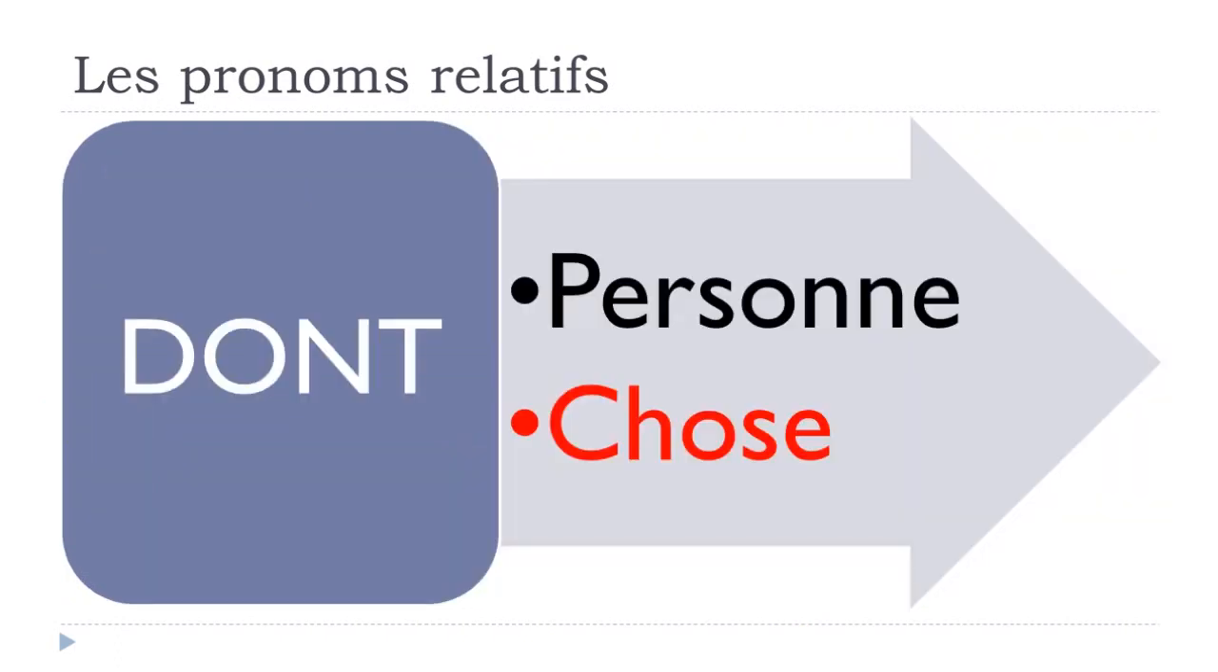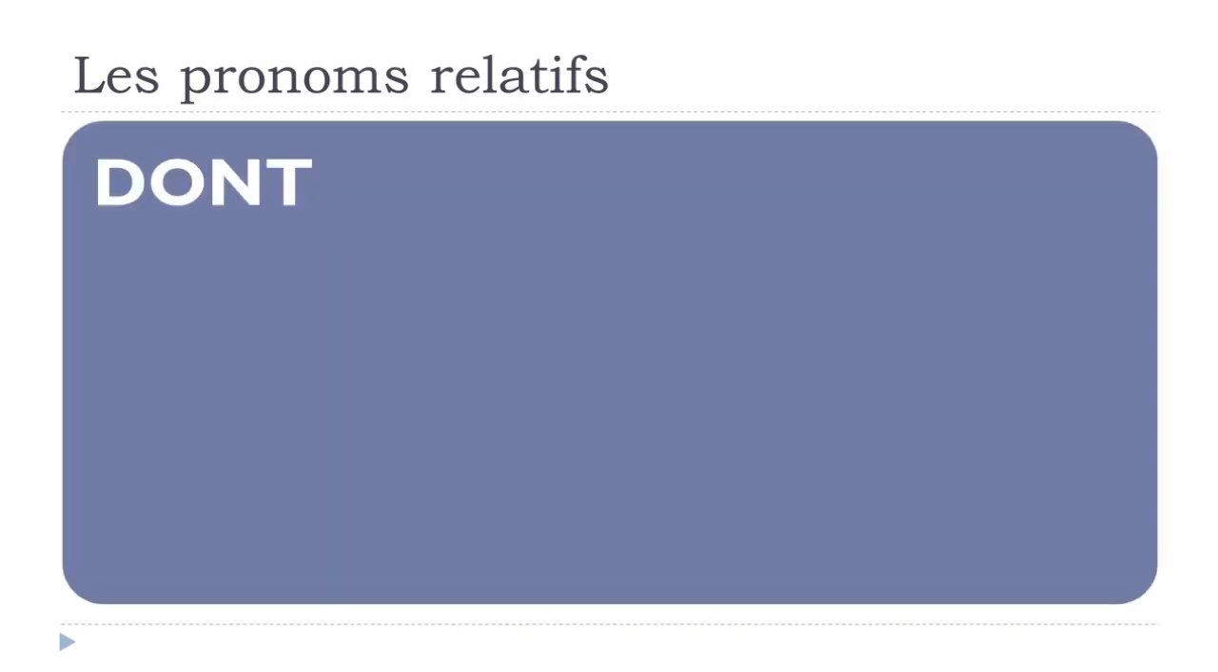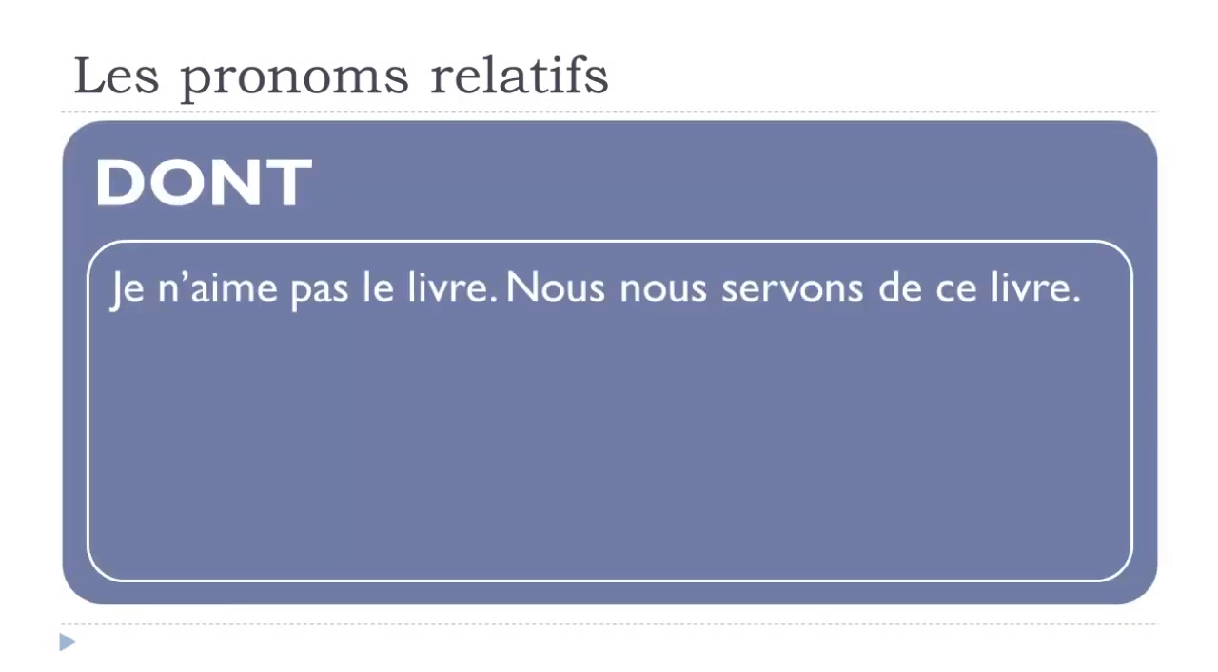Let's see if we want to replace une chose, a thing. Je n'aime pas le livre. Nous nous servons de ce livre. Aimer is to like. In that case, you've got the negative form. Je n'aime pas le livre. Nous nous servons. In that case, I wanted to use se servir. Se servir is to use something, and it's a reflexive verb. De ce livre, and then you can see that we've got ce livre, the verb, and between the two, the preposition de.